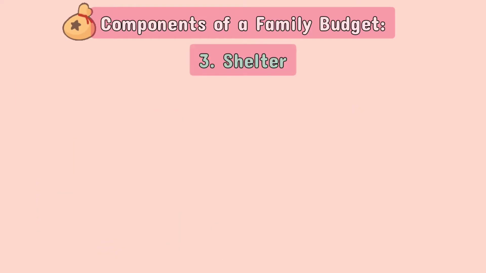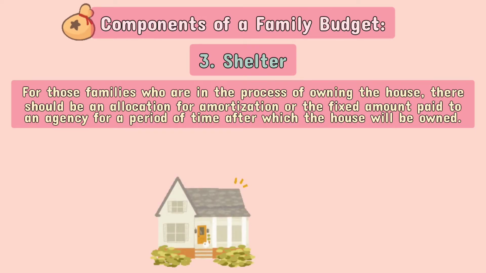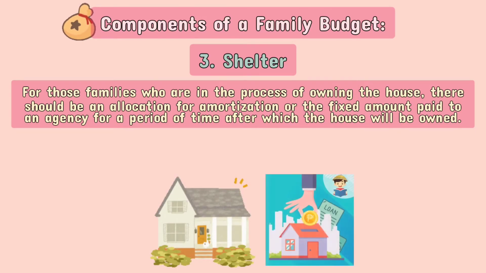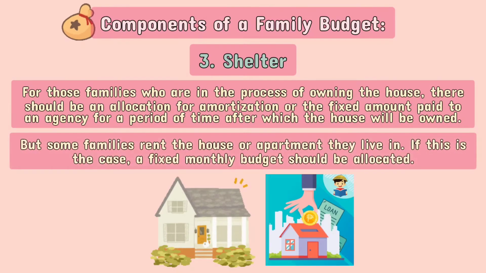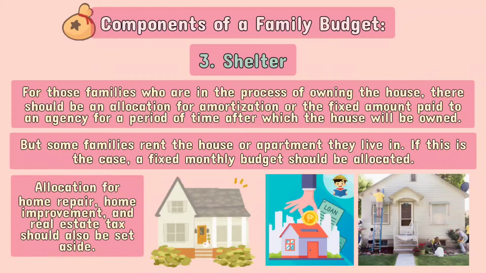Next is shelter. For those families who are in the process of owning the house, there should be an allocation for amortization or the fixed amount paid to an agency for a period of time after which the house will be owned. But some families rent the house or apartment they live in. If this is the case, a fixed monthly budget should be allocated. Allocation for home repair, home improvement, and real estate tax should also be set aside.